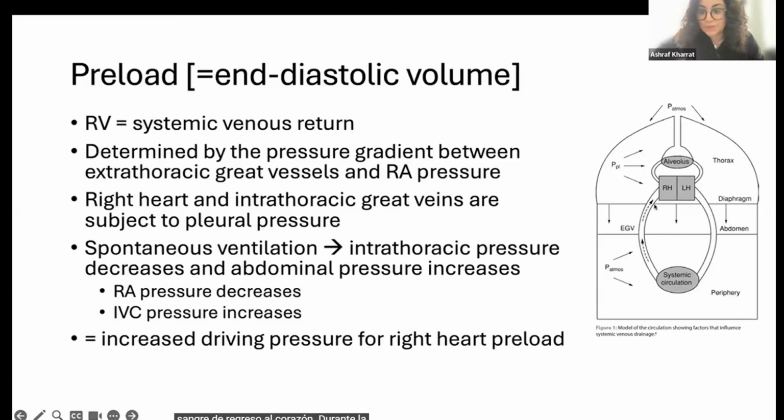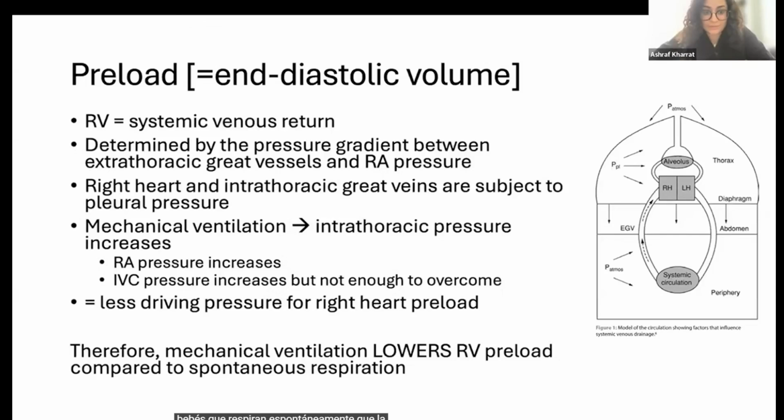during inspiration. So in spontaneous ventilation, like we talked about, pleural pressure goes down, intra-abdominal pressure goes up, and as a result, there's a bigger gradient between the IVC and the RA, which really drives blood back to the heart. And so we can see in spontaneously breathing infants that right heart preload is increased during inspiration.